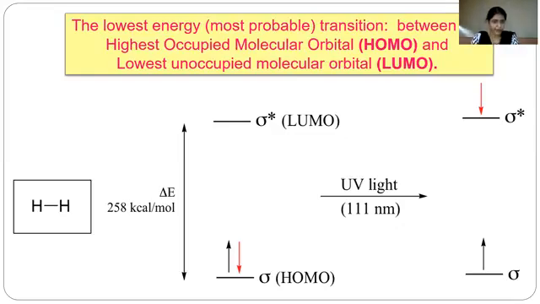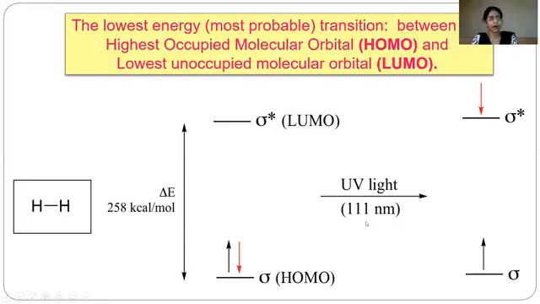So in the normal state, both the electrons are present in the sigma orbital or HOMO. The energy difference between the HOMO and LUMO, or sigma and sigma antibonding orbital, is 258 kilocalorie per mole. When we irradiate the molecule with UV radiation, light of 111 nanometer matches with the amount of energy of this energy difference.